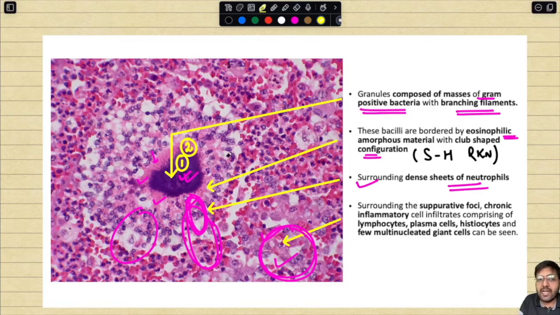Then surrounding that, the third important thing, from here to here, you are basically having suppurative inflammation. And fourthly, if you see outside this area of suppurative inflammation, you are having the layer of chronic inflammatory cells comprising lymphocytes, plasma cells, histiocytes, and few multinucleate giant cells. So this is all you have to remember under the microscopic examination of actinomycosis.